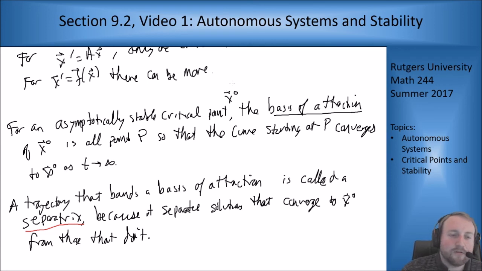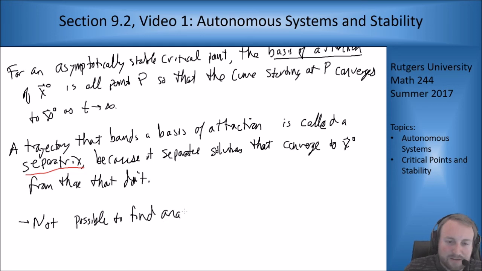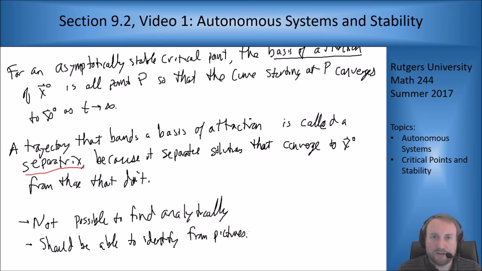Now, overall, it is not possible to find these analytically. At least the basin of attraction and the separatrix, not possible to find analytically, except for maybe in the simplest of cases. So what you should be able to do is identify these from pictures. If I give you a direction field for this ODE, you should be able to sort of trace out where you think the separatrix should be and what the basin of attraction ends up looking like. There are a couple of examples like that in the book, which you should definitely look at, especially the one in that section, to see how they do that.